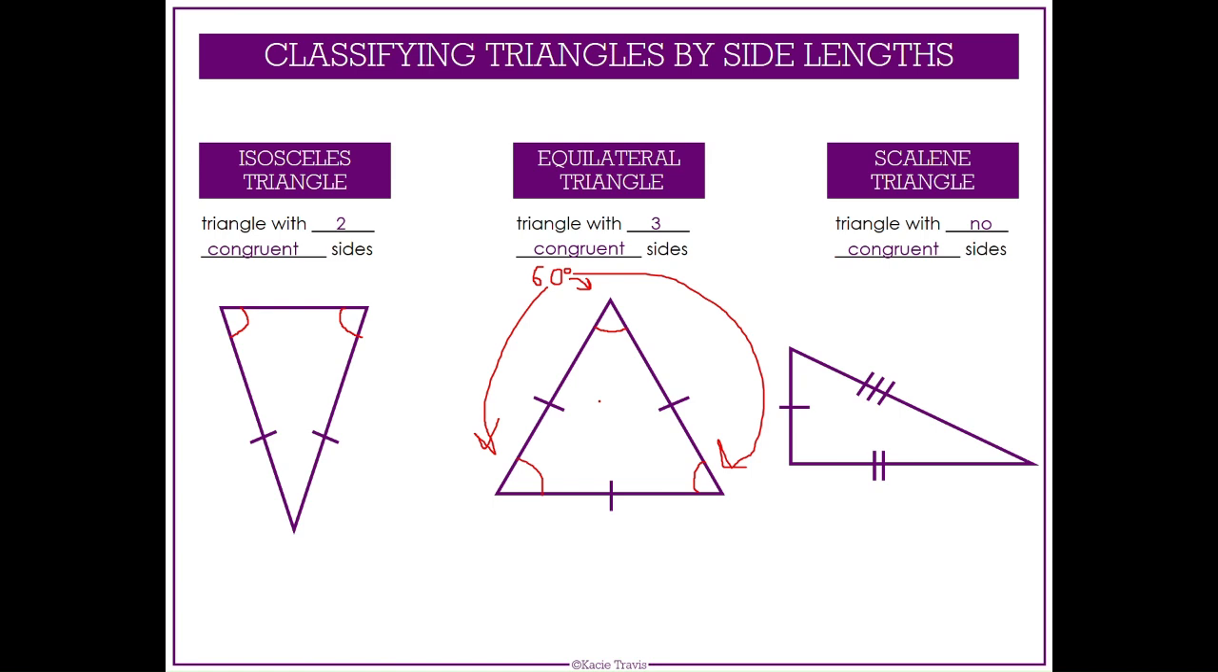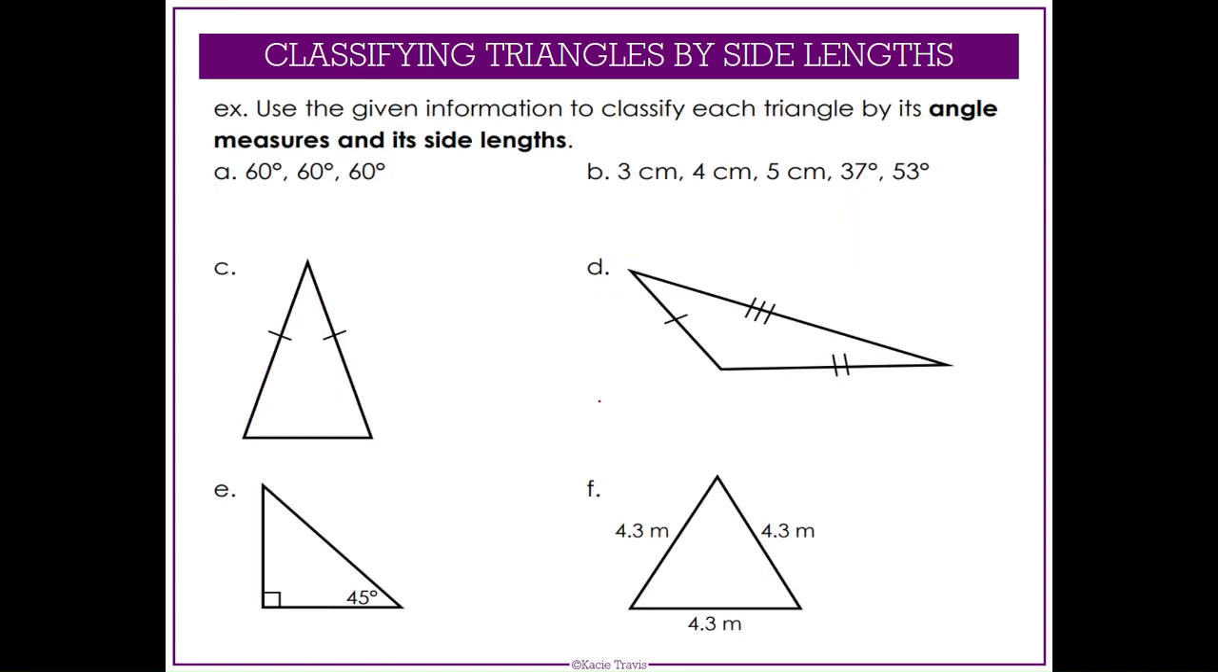All right, keeping this in mind, we got some angles and some side lengths that we can go through and use to classify these types of triangles. So we're going to classify based off of the angle measure and the side lengths. Over on letter A, they give me three 60-degree angles. If all three of the angles are the same, all three of the sides are the same. So this will be an acute equilateral triangle.